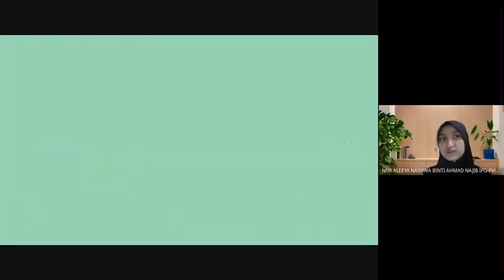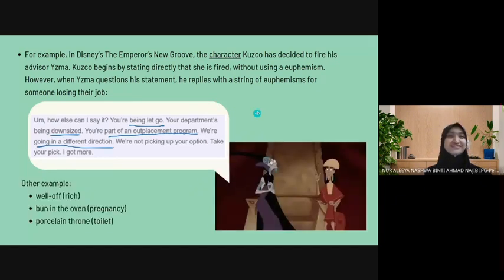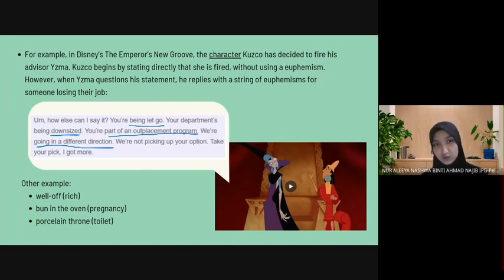So there's more examples. Another example here. In Disney's The Emperor's New Groove, the character Kuzco has decided to fire his advisor Yzma. Kuzco begins by stating directly that she is fired, without using a euphemism. However, when Yzma questions his statement, he replies with a string of euphemisms for someone losing their job. So far, can you guys understand what euphemism is?